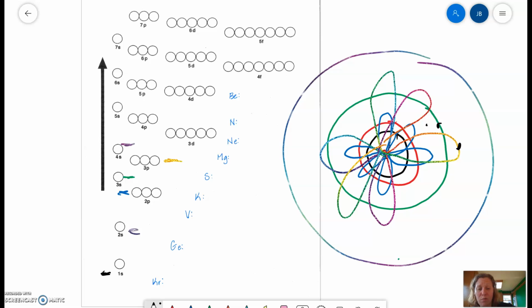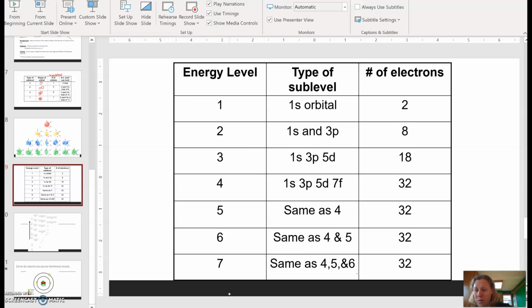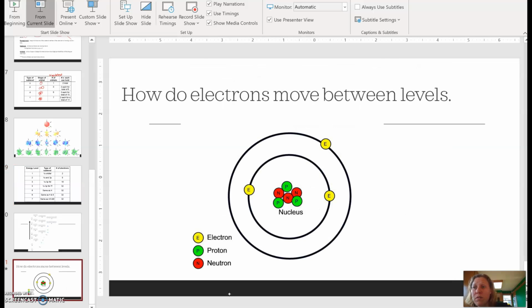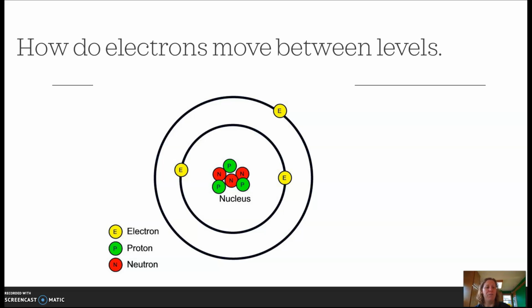Okay, back to the PowerPoint. We are here. Okay, so how do electrons move between levels? This is the part of the book that is super duper important, and why we're doing all this. I have a demo video to show you on the next slide.